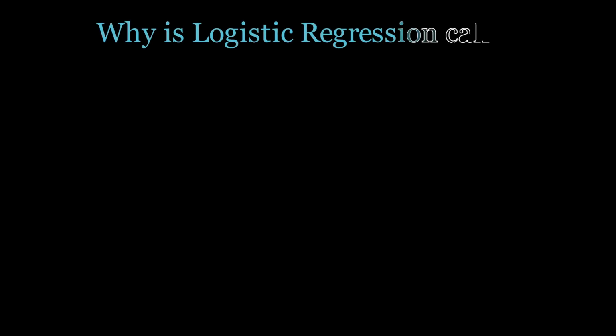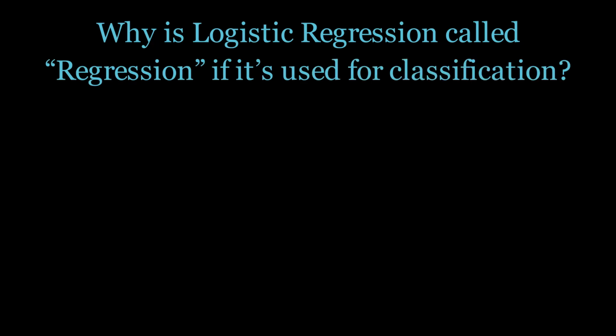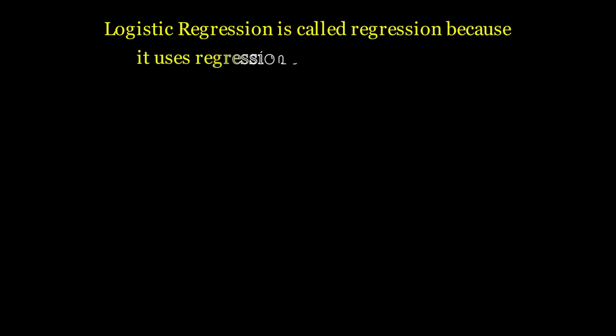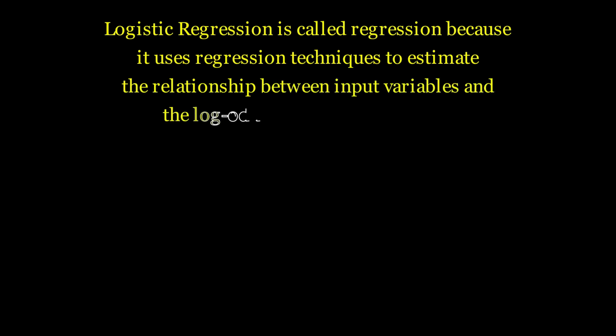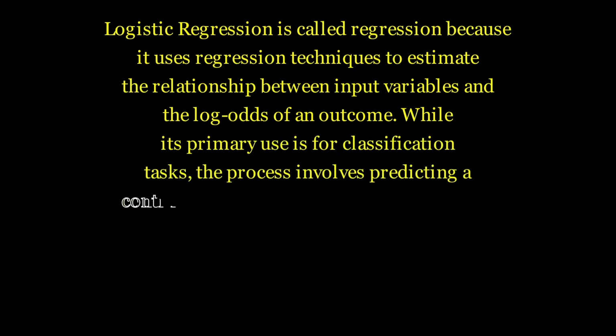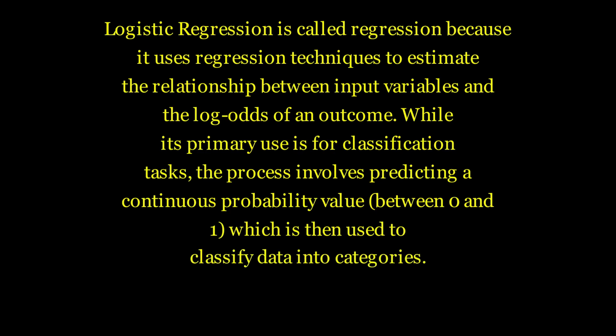Why is logistic regression called regression if it's used for classification? Logistic regression is called regression because it uses regression techniques to estimate the relationship between input variables and the log odds of an outcome. While its primary use is for classification tasks, the process involves predicting a continuous probability value between 0 and 1, which is then used to classify data into categories.